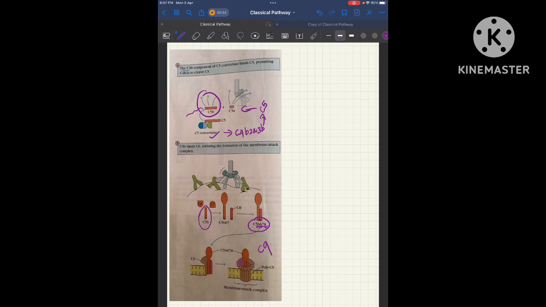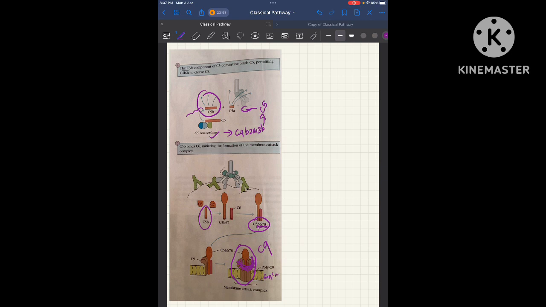You can see here many C9 bind around this C5B 6, 7, 8. Actually the C5B 6, 7, 8 facilitates the polymerization of C9 complement factor, and that forms a membrane attack complex. So all this membrane attack complex is firmly attached to the surface of the bacterial cell.